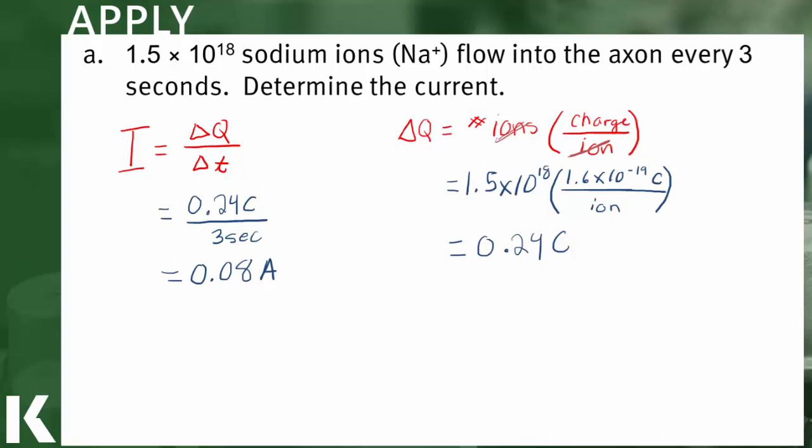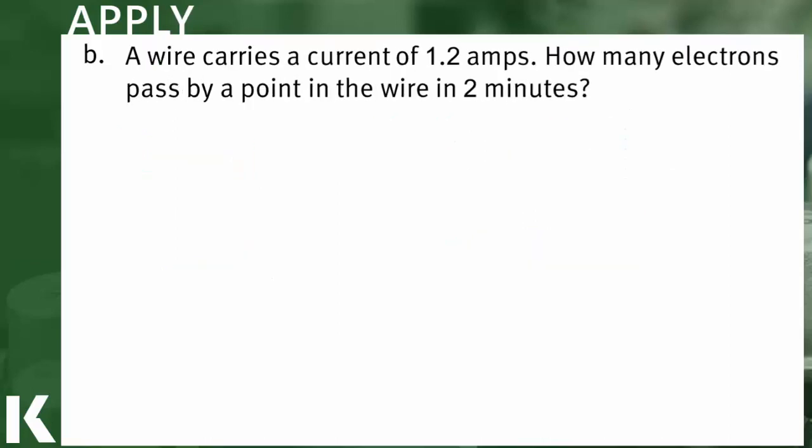In part B, we see an example of negative charge flow. We have a wire carrying a current of 1.2 amps. How many electrons pass by the wire in 2 minutes?